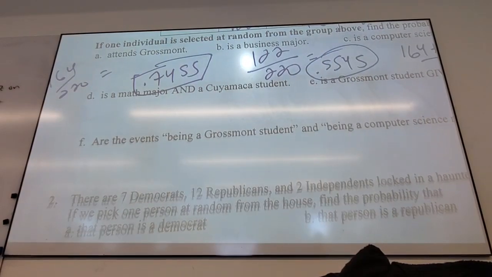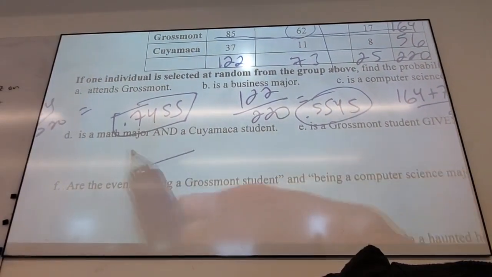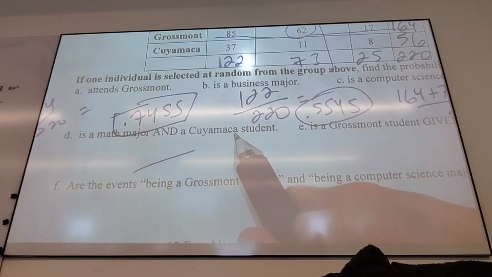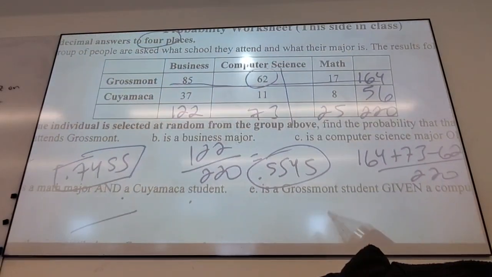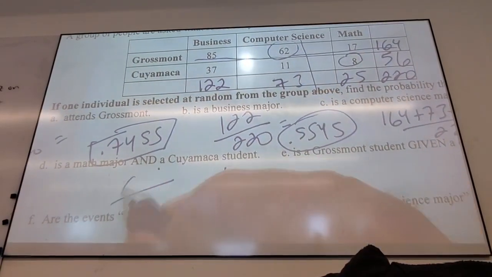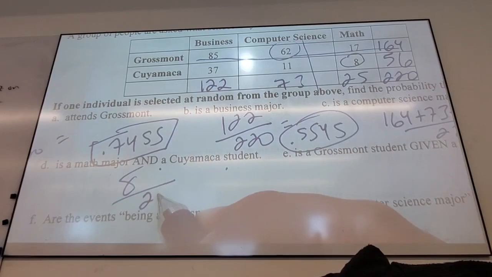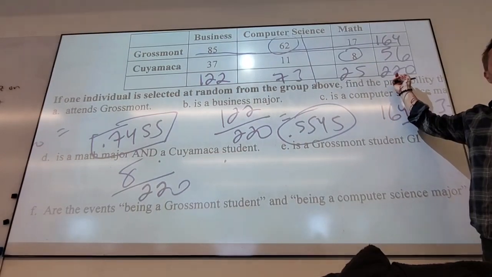The way you should do it, because I have all the counts, the top is always the number of things that match what I'm looking for. Well, how many students are math majors and Cuyamaca students? Only 8 are both, yes? Out of how many total students it could have been? 220, of course. Because I don't know anything about the students, so it could have been any of the 220 students.